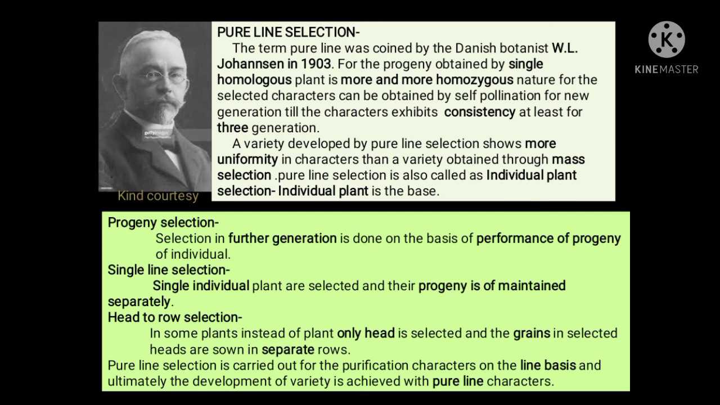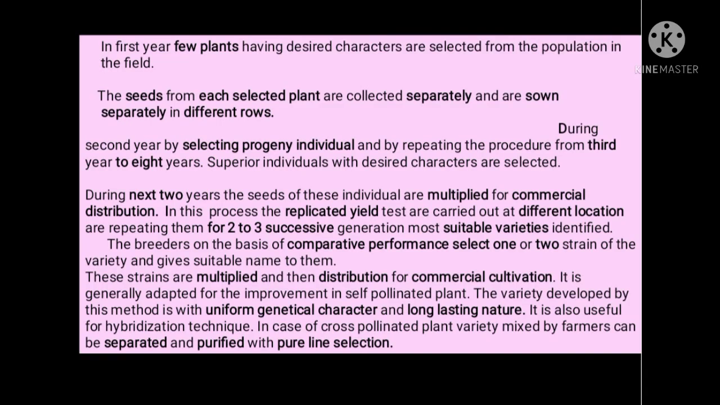Pure line selection is carried out for the purification of characters on a line basis, and ultimately a variety is developed with pure line characters. The procedure: in the first year, a few plants having desired characters are selected from the mixed population in the field. The seeds from each selected plant are collected separately and sown separately in different rows.